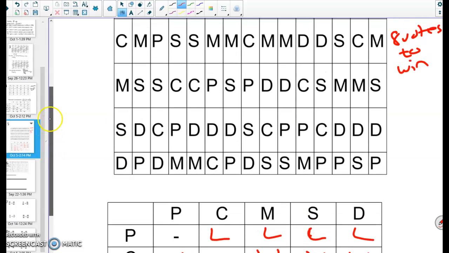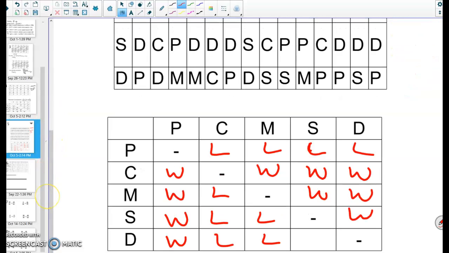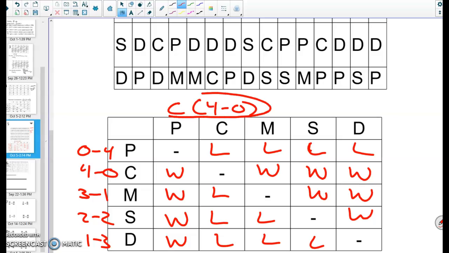Finally, S versus D. 1, 2, 3. No. 4, 5, 6, 7. Nope. Nope. 8. So my records: 0 and 4, 4 and 0, 3 and 1, 2 and 2, and 1 and 3. My winner here is C with a record of 4 and 0. And that's how you write the letter with its record.